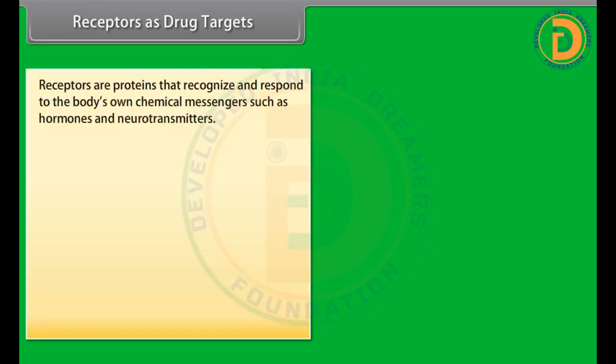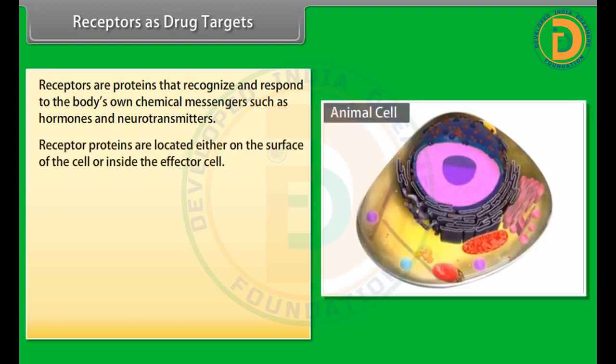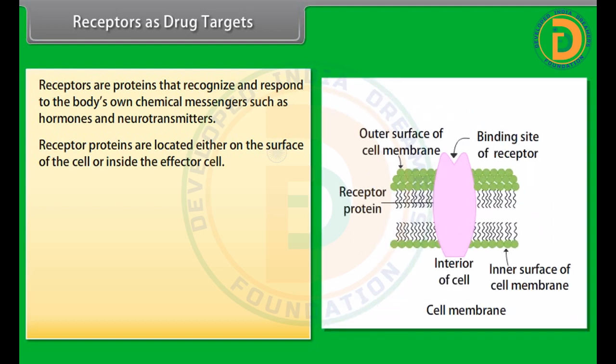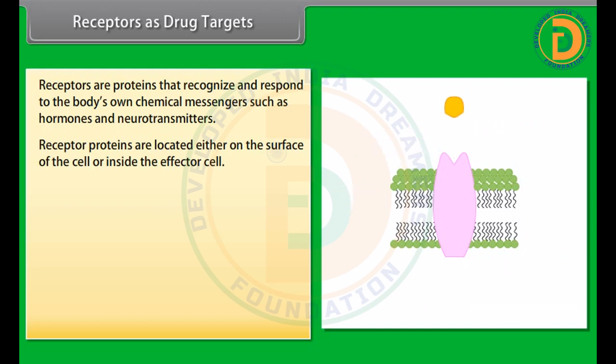Receptors as drug targets. Receptors are proteins that recognize and respond to the body's own chemical messengers, such as hormones and neurotransmitters. Receptor proteins are located either on the surface of the cell or inside the effector cell. In the body, messages between two neurons and between neurons and muscles are communicated through chemical messengers, which are received at the binding sites of the receptor. To accommodate a messenger, the shape of the receptor site changes. This brings about the transfer of the message to the cell.